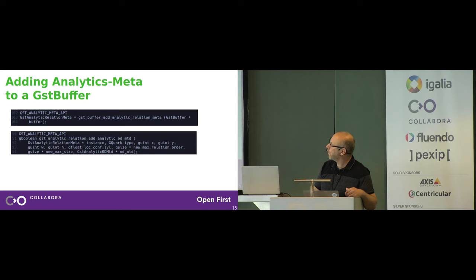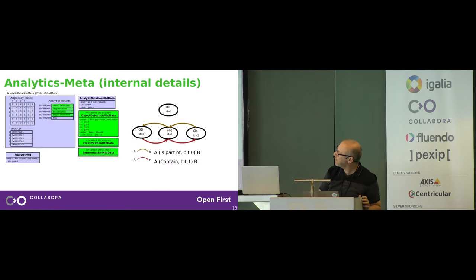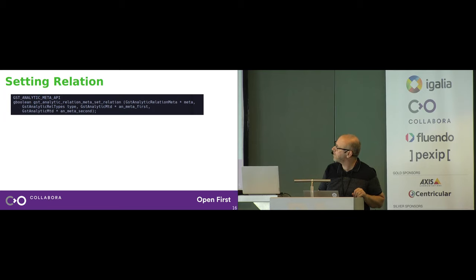When you want to add a meta inside the element, the first step is to add the relation meta to the buffer. That's the kind of API you would implement, for example the add analytic object detection MTD. You would implement this based on the analytic relation MTD data. It has the API where you can add your specific metadata.